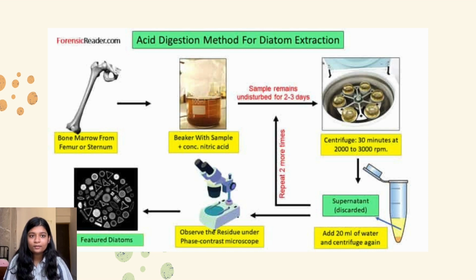The supernatant is separated out, and this is further added with 20 ml of water and centrifuged again. The centrifugation process is usually carried out at least 2 more times, and then the final sample is observed under the microscope, where the different features and structures of diatoms are observed.